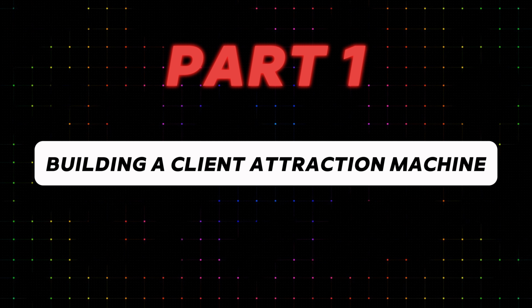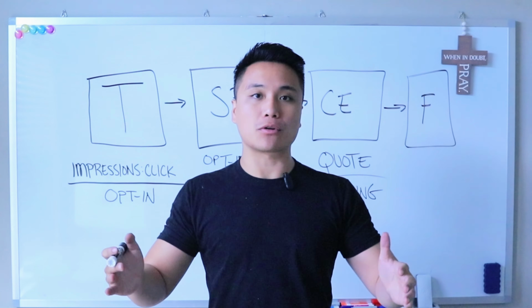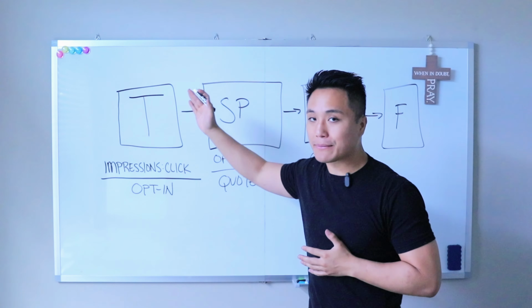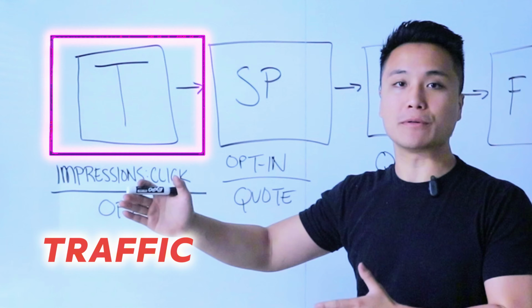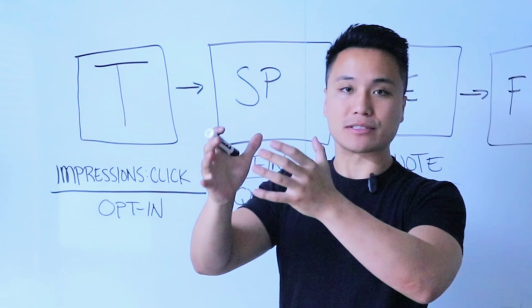Welcome to part 1, building a client attraction machine. This is how you get predictable leads. Every single business in the world follows these 4 steps. The 4 steps are, first, you begin with traffic. You have to be able to generate traffic, aka more people need to find out about your business. And traffic is simply eyeballs on your business.